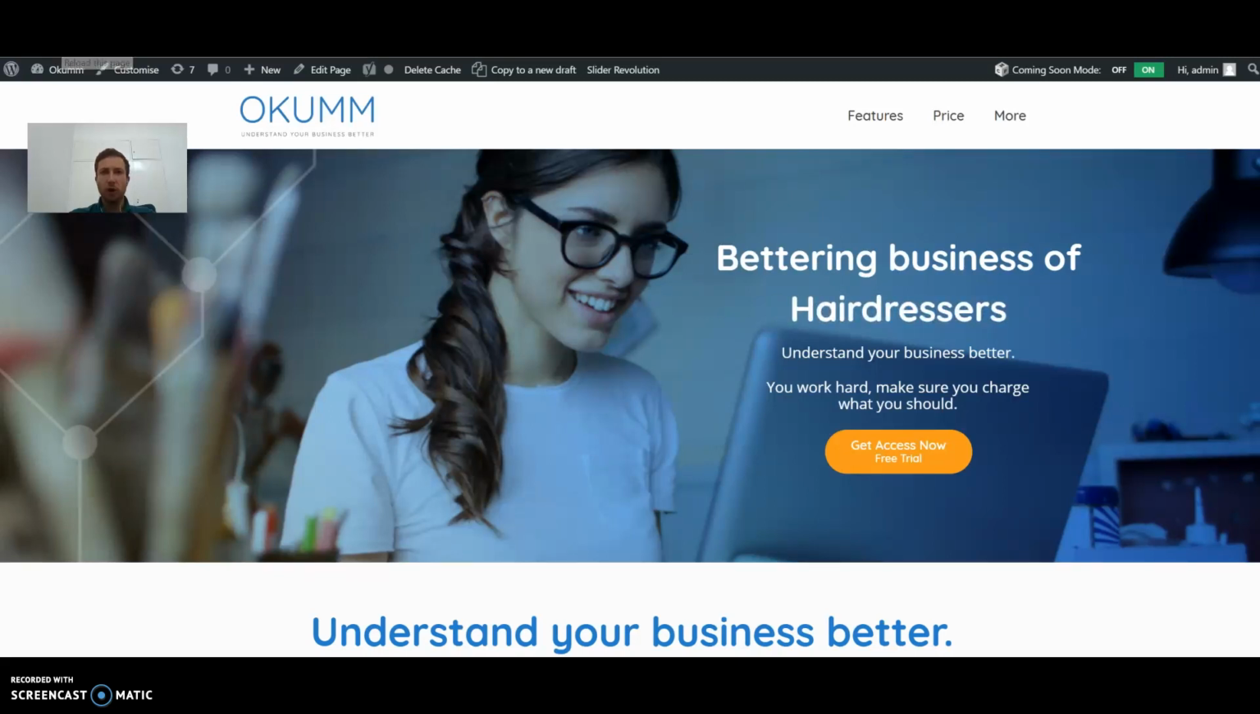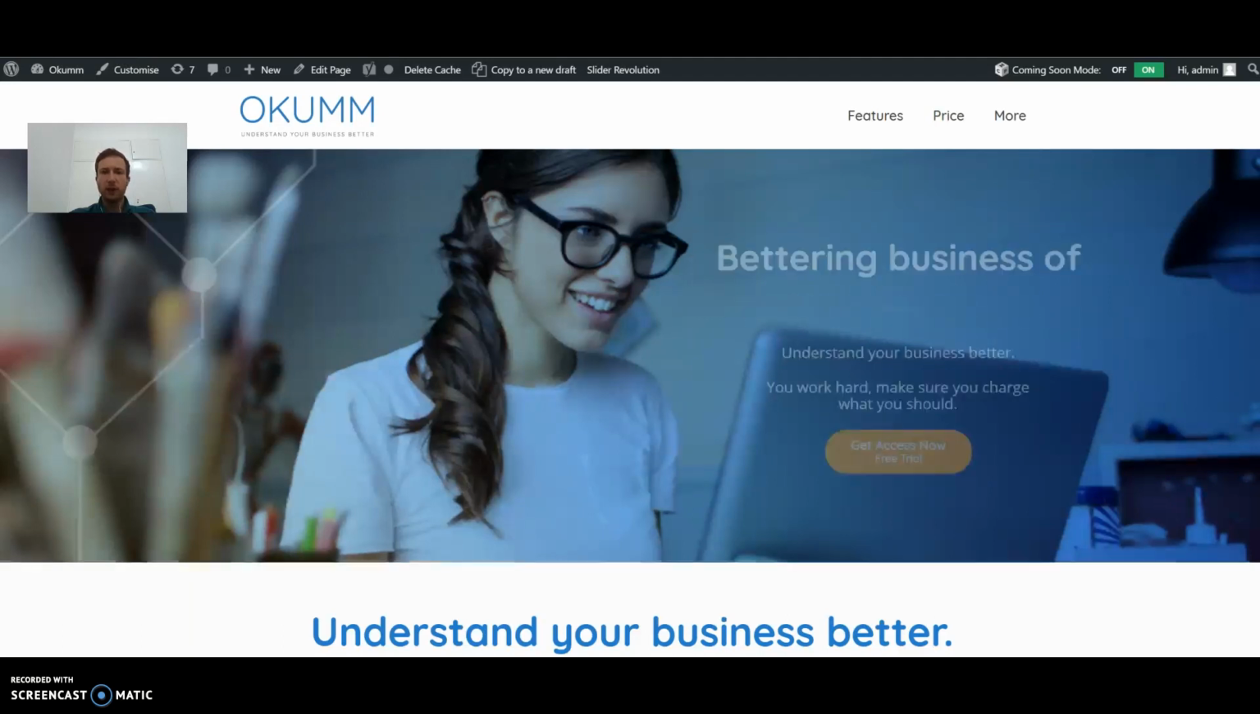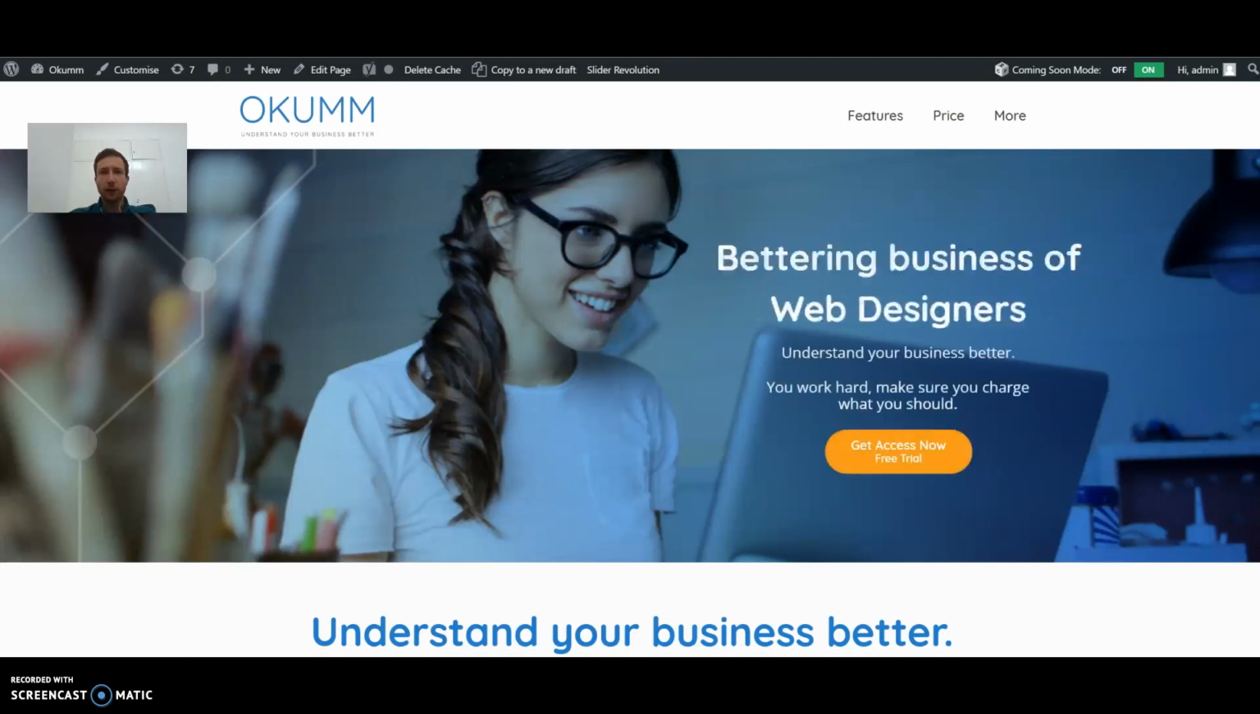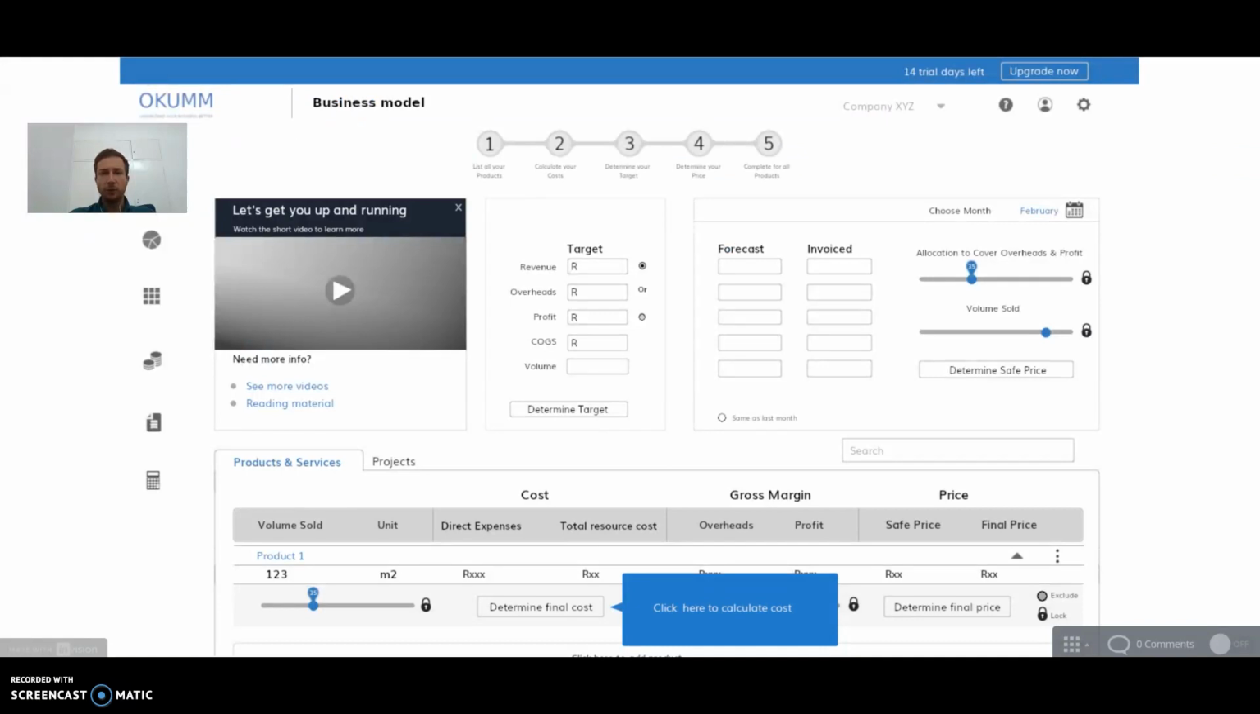You shouldn't charge market relevant rates just because of the market. If there is no connection between your resources and your selling price, you run the risk of selling more resources than your price covers, or you might lose out on a competitive advantage in your pricing that you are not taking advantage of. Okumm software will guide you through the entire process to determine your final selling price.